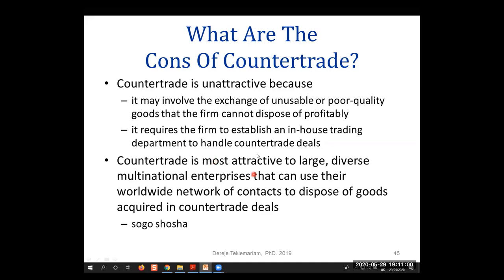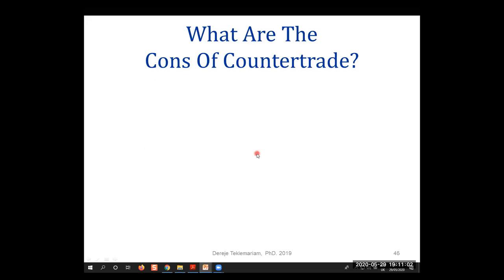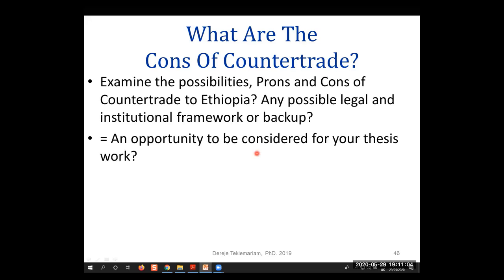Managerial costs and then conservation costs. Therefore, we have to be very careful, and we have to examine the possibilities and the pros and cons of counter trade for Ethiopia, as I told you before. Is there any possible legal and institutional framework or backup related to counter trade?